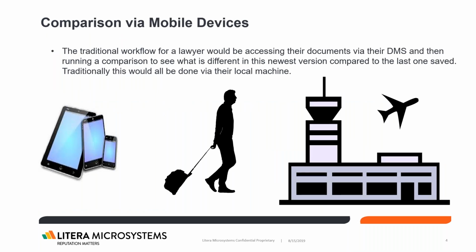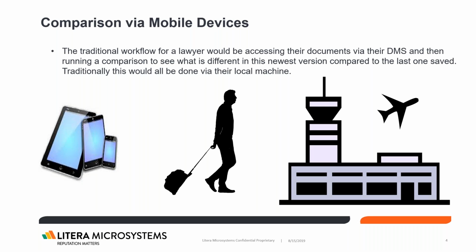So first one I wanted to jump into is comparison via mobile devices. Traditionally, I might have been working on my machine. I have a version A of my document, and then someone sends me version B. Lawyers do have the ability today to actually tap into their DMS via their mobile device. So this is where, again, that workflow gets a bit fractured. I'm able to view my documents on a mobile device. I'm able to access old documents via my document management system, but now what? Am I going to pull up my version A, version B, and compare them manually?